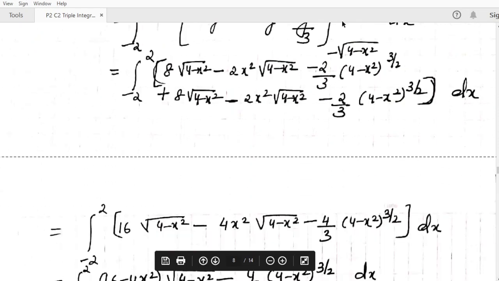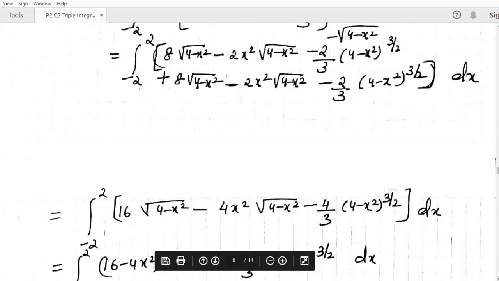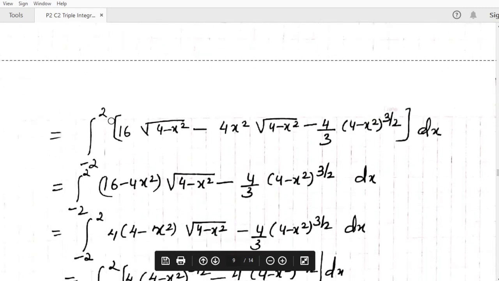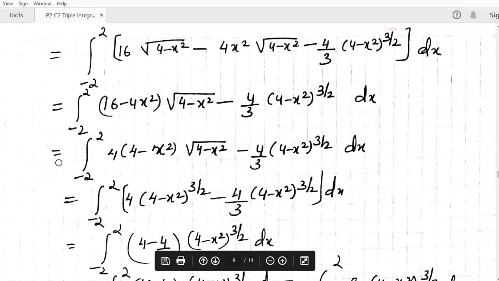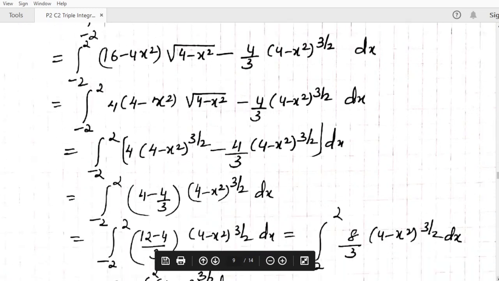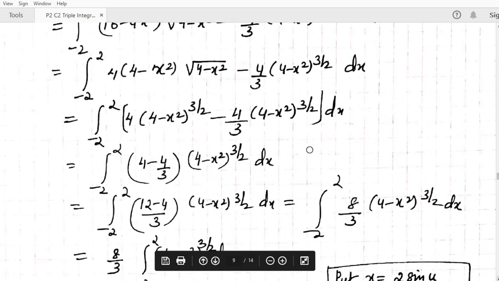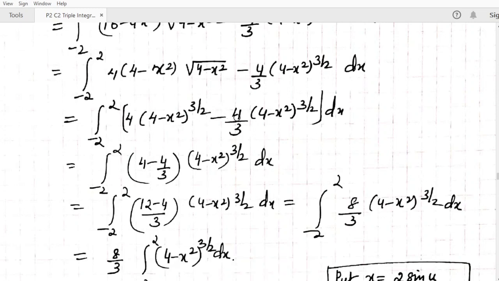Now we will be simplifying this. Simplifying, we get integral minus 2 to 2 of 16 root of 4 minus... We will be simplifying this. So finally simplifying, we get this form, that is integral minus 2 to 2 of 4 into (4 minus x square) to the power 3 by 2 minus 4 by 3 into (4 minus x square) to the power 3 by 2 dx.